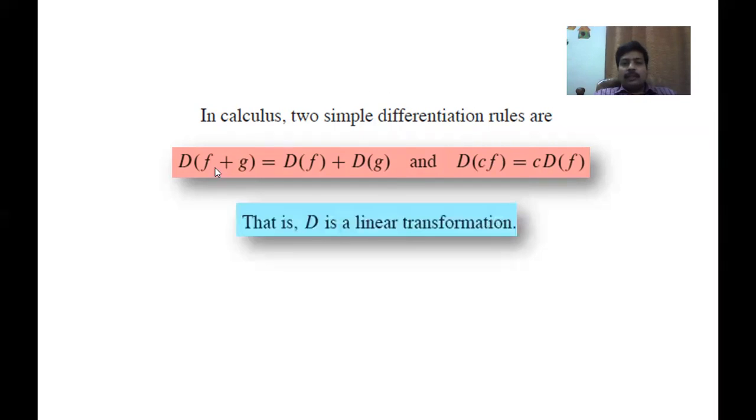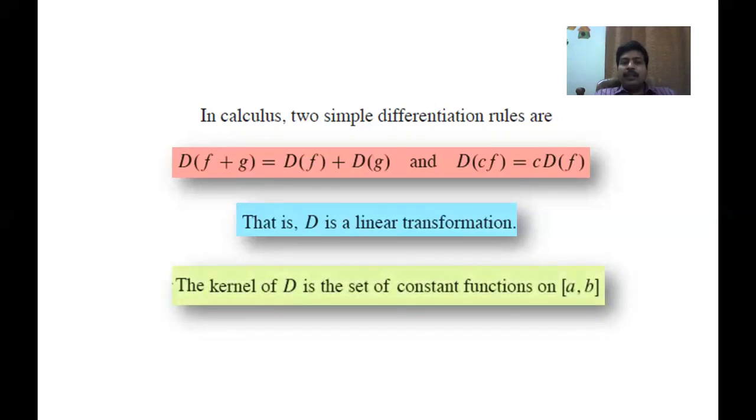So here these two are nothing but the two properties of a linear transformation. T of u plus v is equal to T of u plus T of v, and T of cu is equal to c times T of u. So instead of T, here we have the differentiation operation D. So the operation of differentiation satisfies both the conditions of a linear transformation. So the differential operation is a linear transformation.